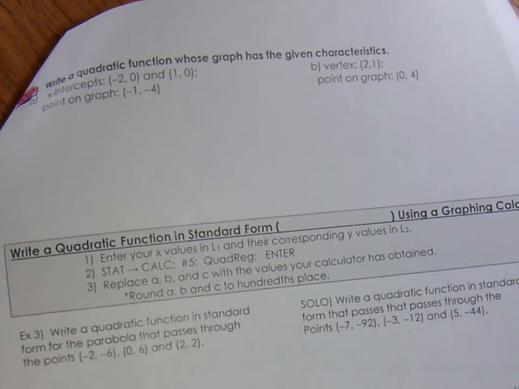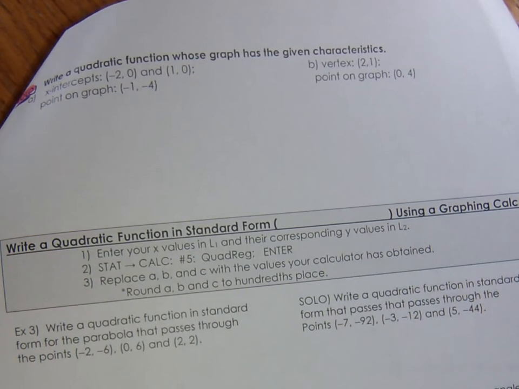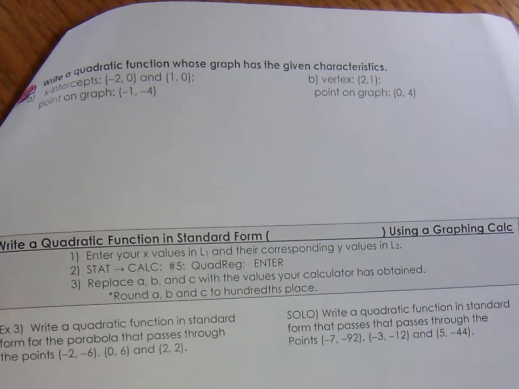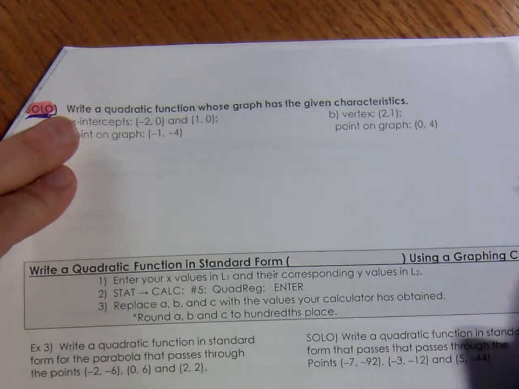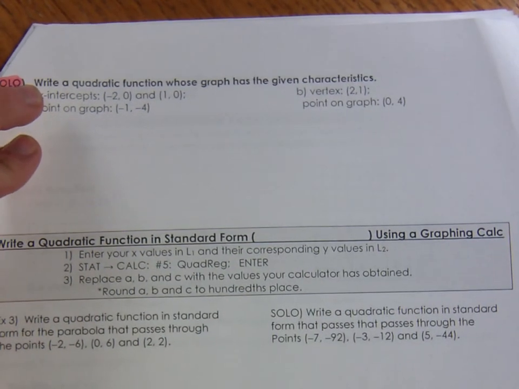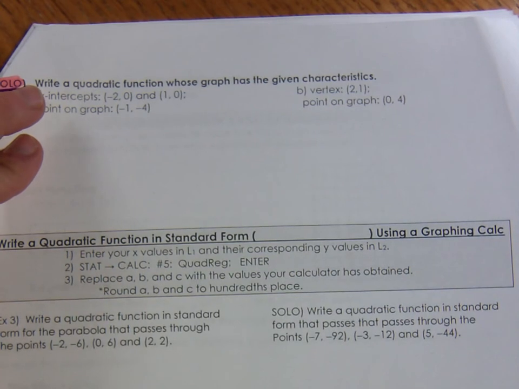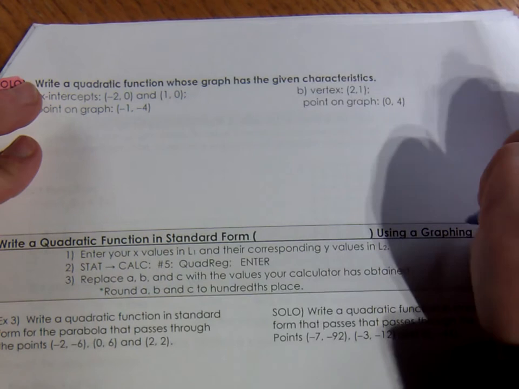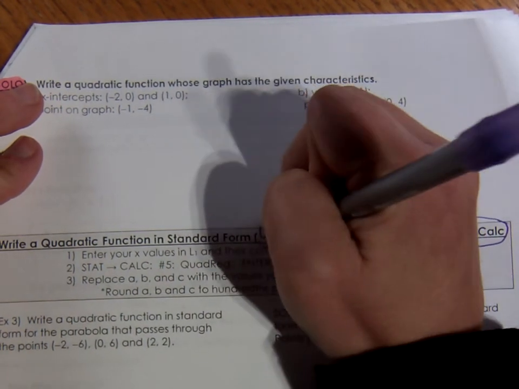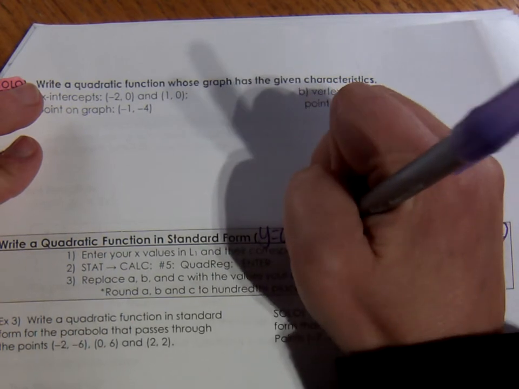Our next type of problem that we are going to be doing is example number 3, and that is writing a quadratic function in standard form. But this time, in order to write it in standard form, we can't just give you a special point and another point on the graph. Instead, we're going to be working with a graphing calculator. And this is where we have y is equal to ax squared plus bx plus c.